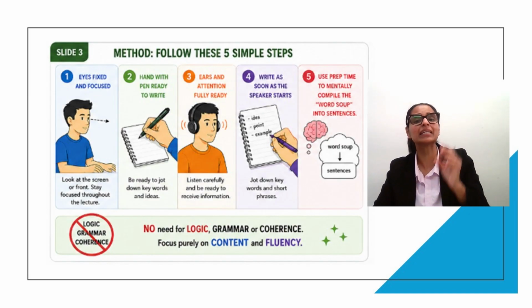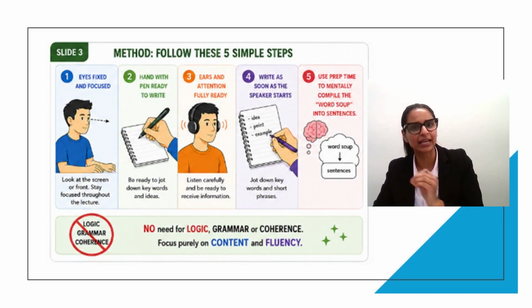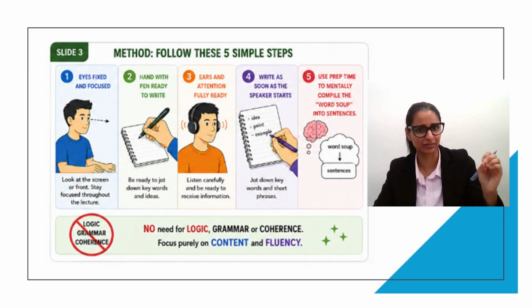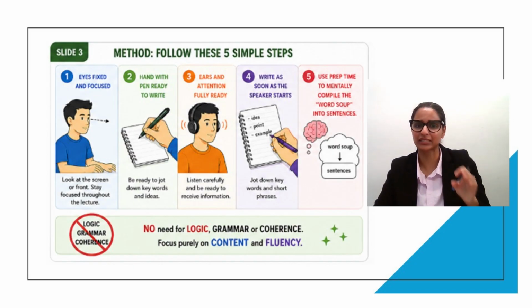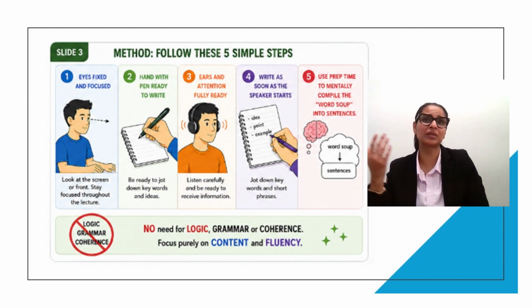Your job is to start writing as soon as the speaker starts speaking, even if you don't understand everything that they're saying. You're going to write down short phrases and big-ish words. Here I wrote keywords, but it's actually not keywords. I just mean words. For example, John ate chicken on Tuesday.